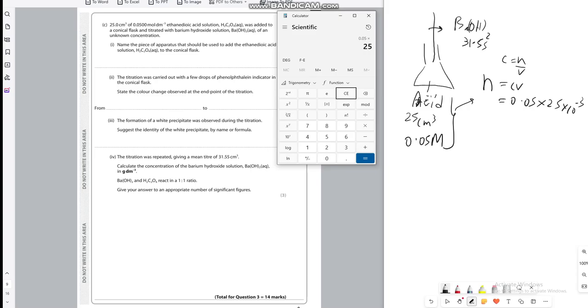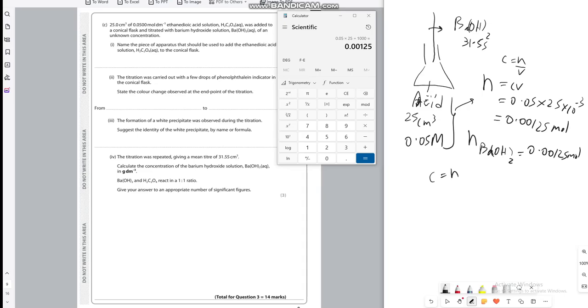0.05 multiplied by 25 divided by 1000 equals 0.00125 moles. Right. So the same amount of moles has to be there in barium hydroxide, as they have said 1:1. So the number of moles of barium hydroxide also has to be the same, which is 0.00125 moles.